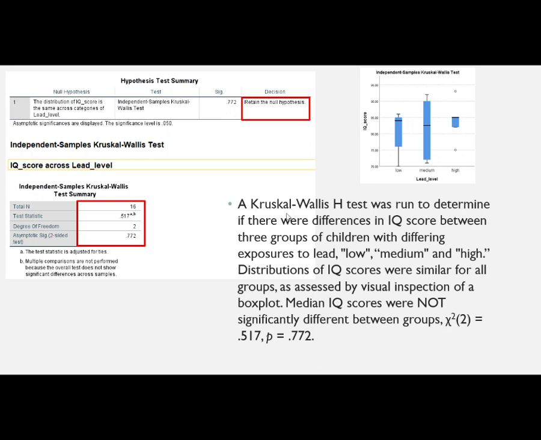So I would write it up. A Kruskal-Wallis H-test was run to determine if there were differences in IQ score between 3 groups of children with differing exposures to lead, low, medium, and high.